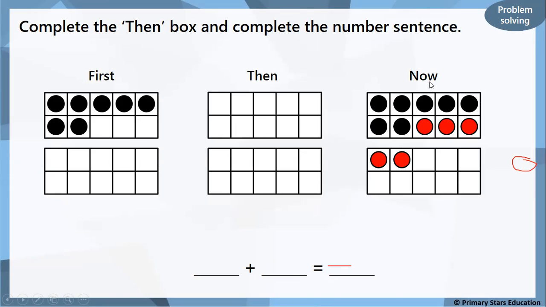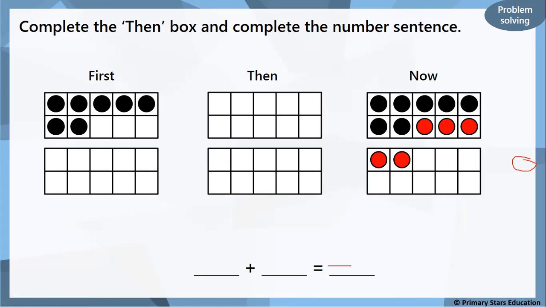Okay. So I've ended up with my 7 black counters that I've already started with, and we're going to count on to see how many we've got all together. So from 7, we've got 8, 9, 10, 11, 12. I've ended up with 12 counters. So how many counters have I added on? How many red counters have I added on to my black counters to get 12? So I started off with 7 black ones. How many red counters have I added on?